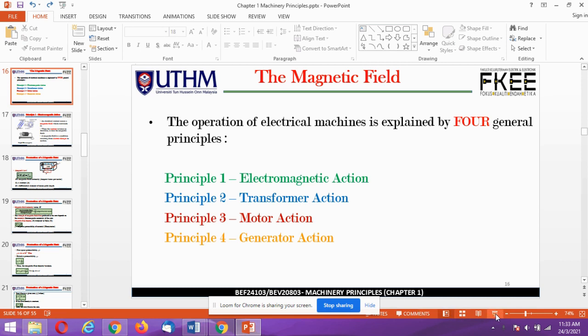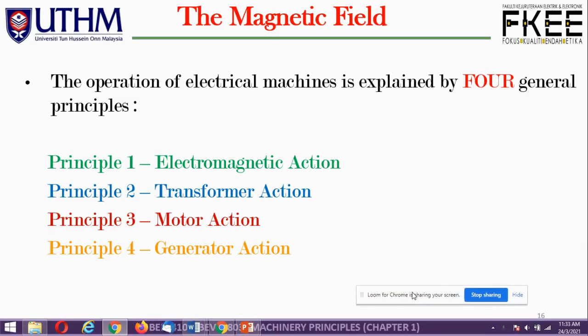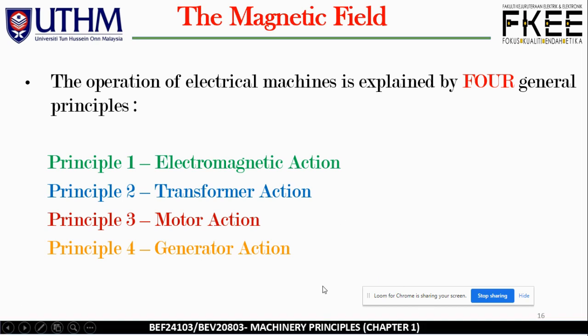So let us continue with the four general principles that we can generate from magnetic fields. The first principle is electromagnetic action. It says that electromagnetic action is defined as a current carrying wire producing a magnetic field in the area around it. This is what we can understand from the definition of the first principle.